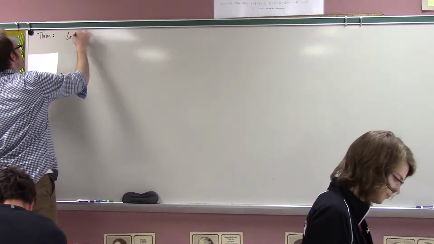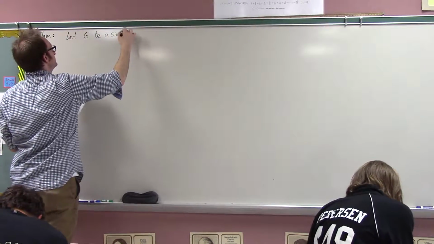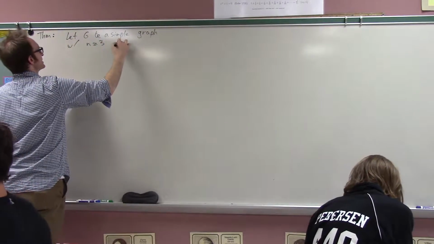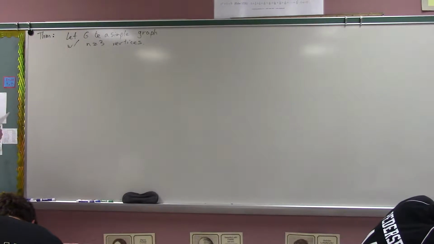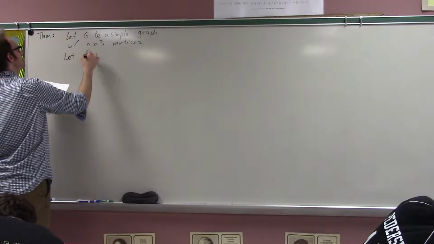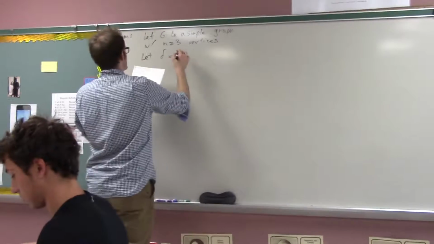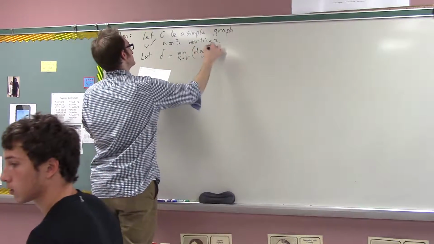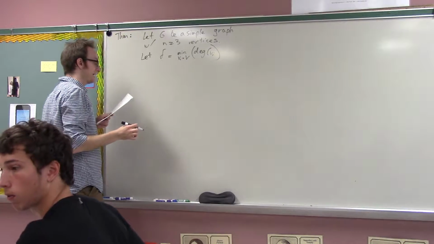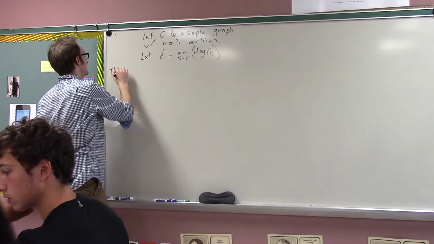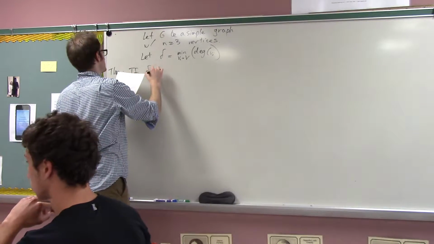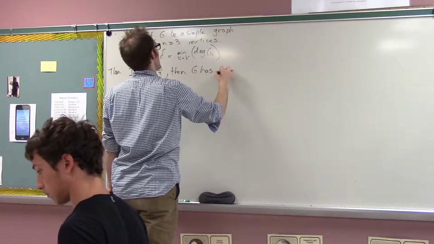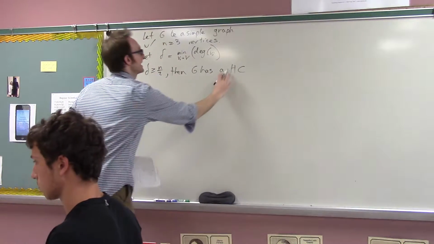Theorem. Let G be a simple graph with n greater than or equal to 3 vertices. Also, let delta be the minimum degree of the vertices. The theorem says, if delta is greater than or equal to n over 2, then G has a Hamiltonian cycle.